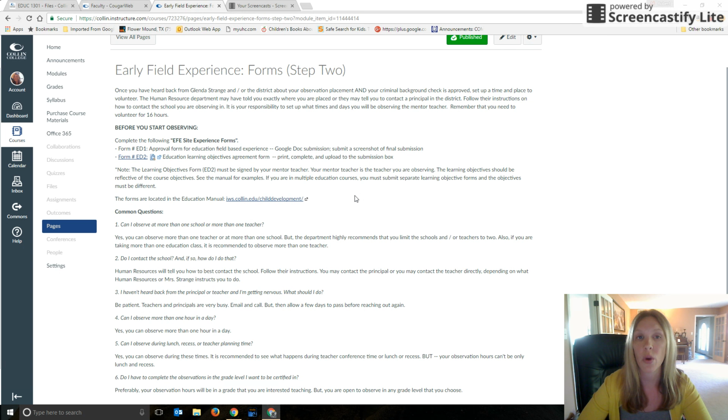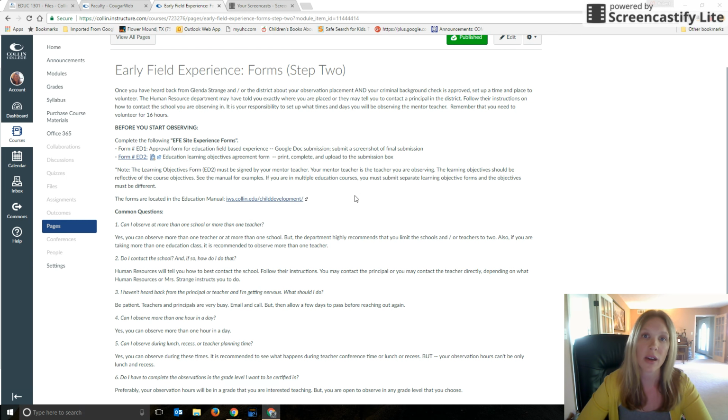Your ED Form 2 is something that should be gone over with your mentor teacher. So in your ED Form 2, you're going to create 3 objectives, or learning objectives, for your observation time. So what are the 3 things that you want to get out of it? What is it you want to learn from your observations?